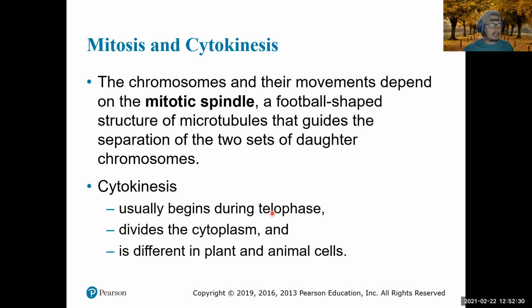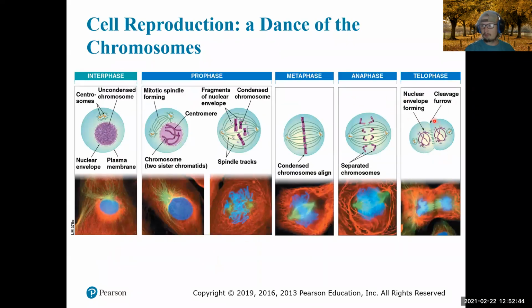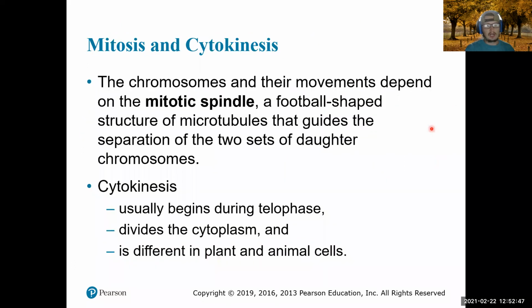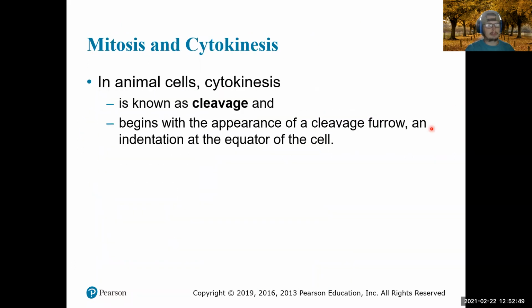The spindles are what's moving the chromosomes across the cell. Cytokinesis, also, like I mentioned, begins during telophase, and it's physically dividing the cytoplasm and the cell itself. That process of cytokinesis is different for plants and animals. So notice I said that this was an animal cell because it has that cleavage furrow. In plant cells, that happens a little differently. So in animal cells, cytokinesis is known as cleavage, and it begins with that indentation, that cleavage furrow at the indentation of the equator of the cell.